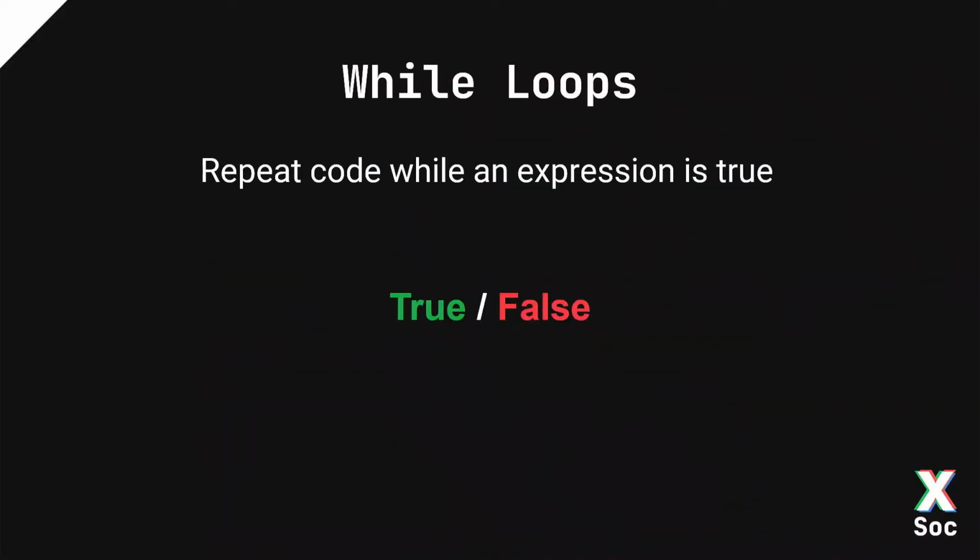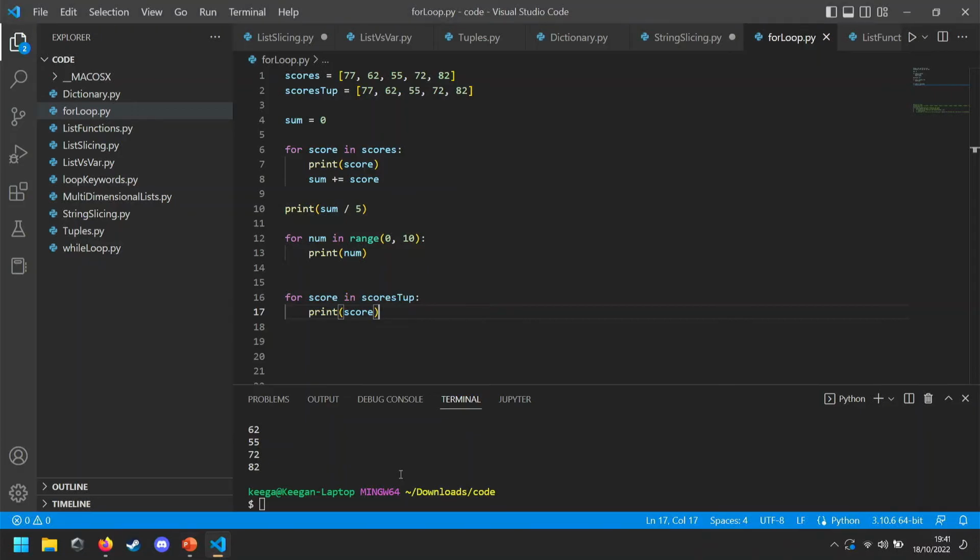And then we move on to while loops. These types of loops are used for executing code until an expression evaluates to false, or while an expression is still true. So this is used when you don't know how many times you want to execute the code. You just know when you want to stop executing the code, when the expression evaluates to false.